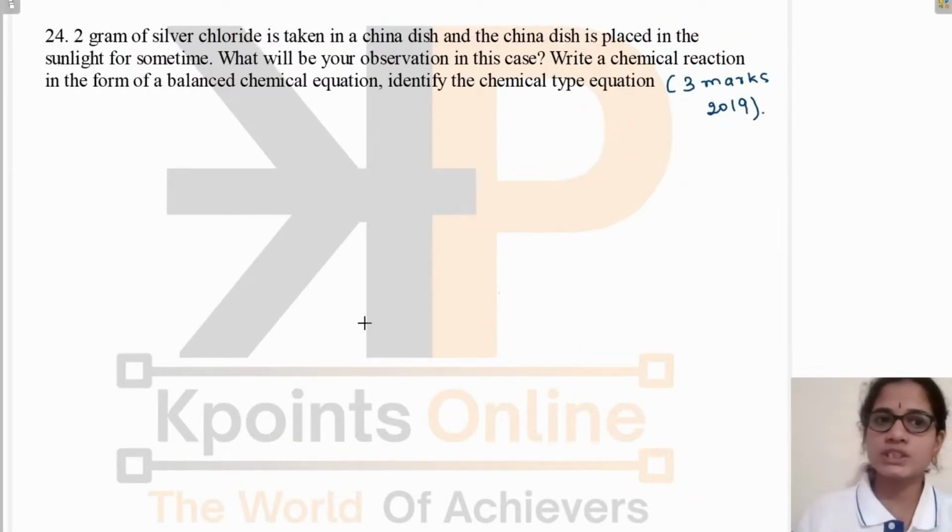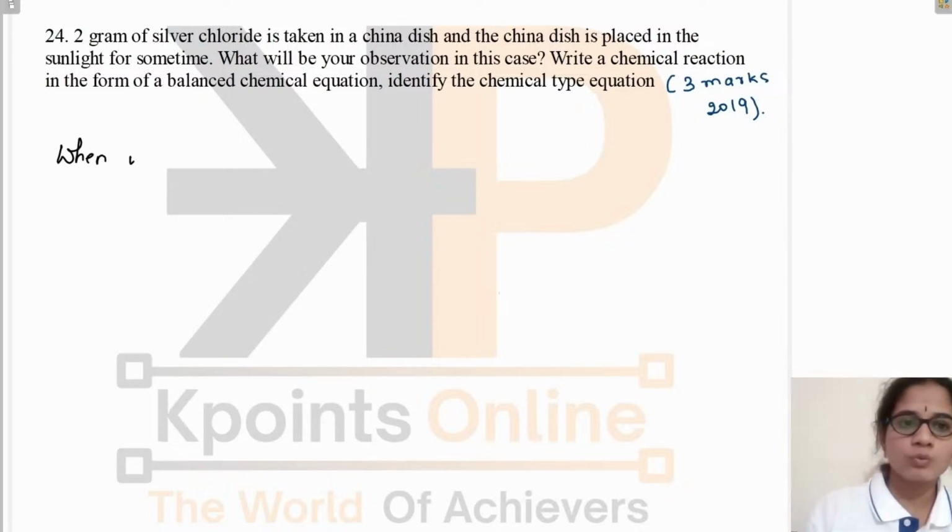Okay. Now the next question is: 2 gram of silver chloride is taken in a china dish and the china dish is placed in the sunlight for some time. What will be your observation in this case? Write a chemical reaction in the form of a balanced chemical equation. Identify the type of chemical reaction. We have to identify what type of reaction it is.